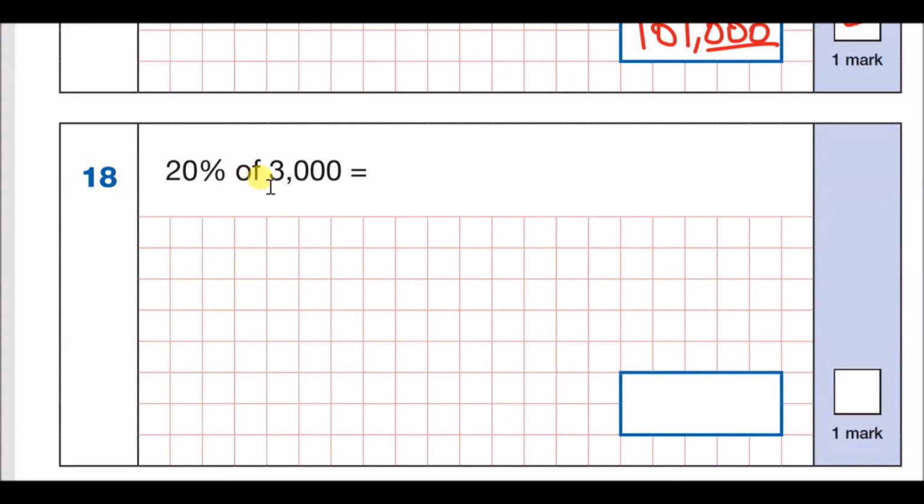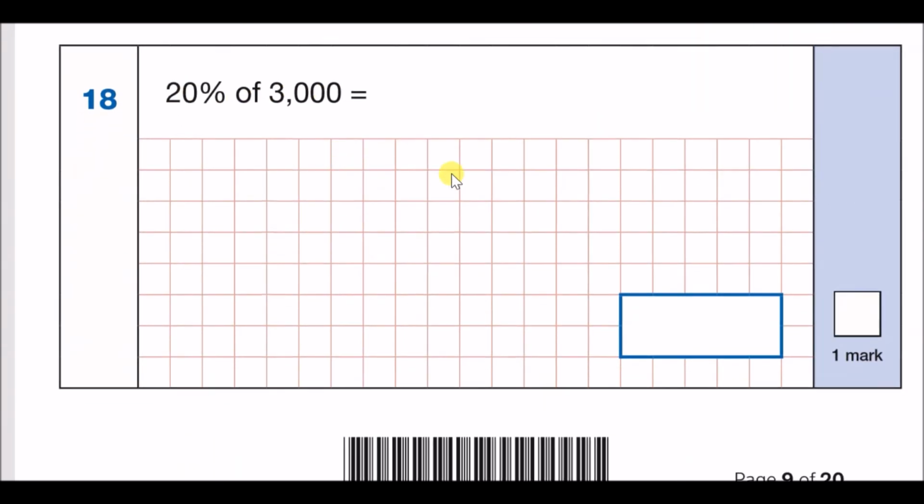18. Find 20% of 3,000. Okay, this is another simple one. The trick here, and this would probably be better for you guys, is to always work out what 10% of a number is, of anything. The reason why is because 10% literally is the same as dividing by 10. And no guys, 20% does not mean dividing by 20. This is just a special case for 10%.